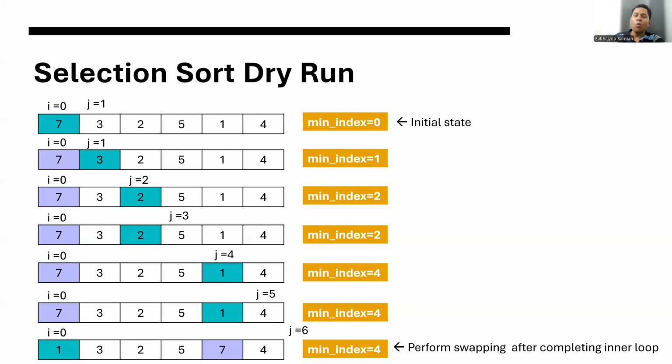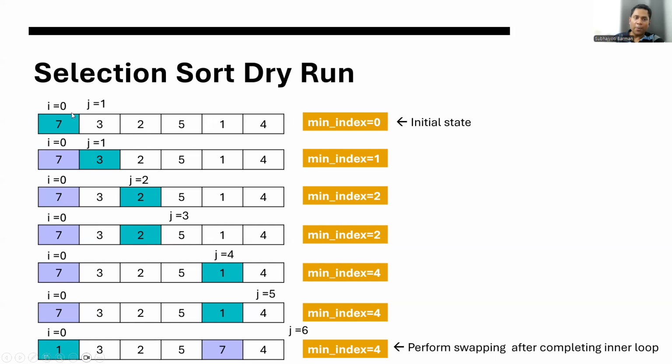Then what we will do? We will swap the value between min index and i. Okay, so the value pointed by i is 7. The value pointed by min index is 1. So we will swap their values. After completion of one iteration of the outer for loop, you can observe that the lowest element, or the minimum element, is placed in index 0.